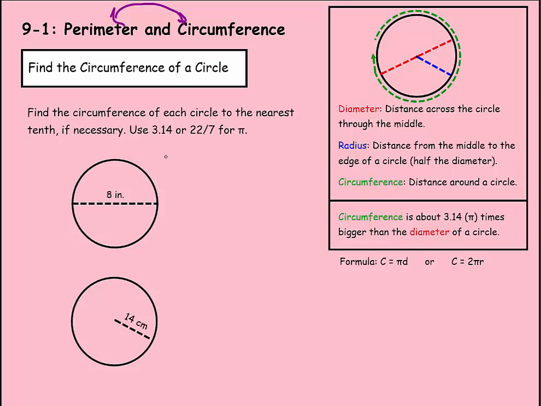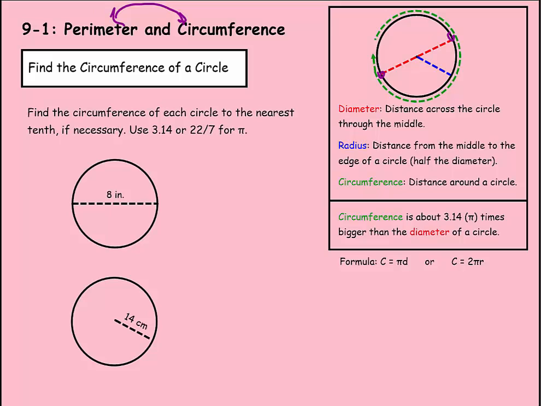A few words we need to know if we're going to solve this then. The first word is diameter. Diameter is the distance across the circle going through the middle of the circle. So basically it measures the distance from one edge to the other. A radius is half of that. A radius is from the middle to the edge of the circle. So it starts here in the middle and goes to the edge, making it half the diameter like I mentioned before. Circumference, like I mentioned, is the distance around the circle.